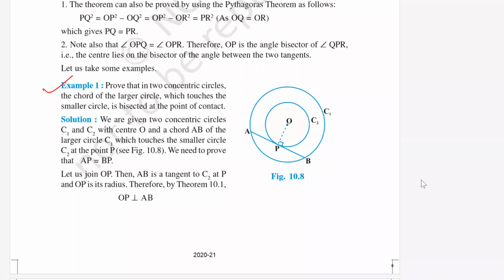Prove that in two concentric circles the chord of the larger circle which touches the smaller circle is bisected at the point of contact. Concentric circles means the centers of both circles are at the same point. We have to prove that the chord AB of the larger circle C1 is bisected at the point of contact, that is, we have to prove that AP equals PB.